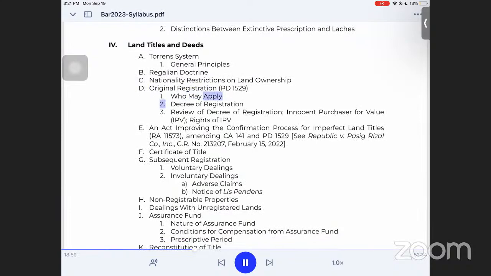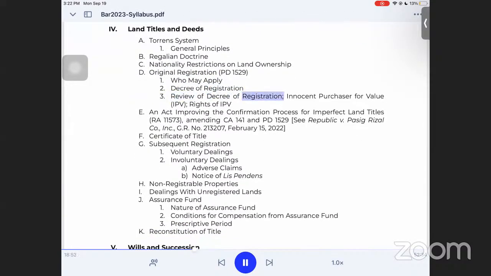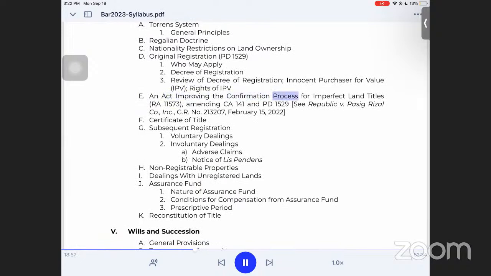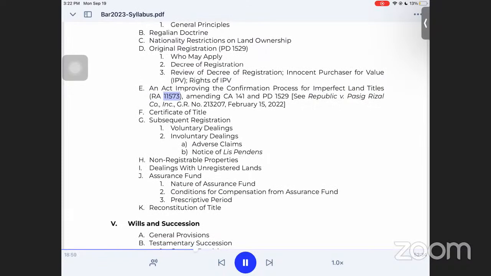1. Who may apply. 2. Decree of registration. 3. Review of decree of registration. E. Innocent purchaser for value, IPV, rights of IPV, and Act improving the confirmation process for imperfect land titles, RA 11573, amending CA 141 and PD 1529.